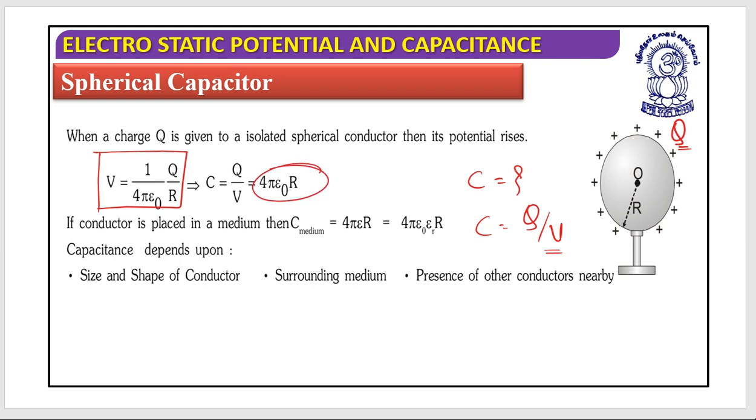What is v? I know it's k q by r. Yes, now C is equal to q by v and there is 4 pi epsilon naught into r. It is the same thing that we have derived previously. If it has been placed in a certain medium, then it's 4 pi epsilon naught into epsilon r into r. So the capacity of this spherical capacitor depends on the size and shape of the conductor, because it depends on r, it depends on the surrounding medium, as well as it depends on the presence of other conductors which have been placed nearby. But you must remember this. Yes, C is equal to 4 pi epsilon naught into r if it has been placed in the air.